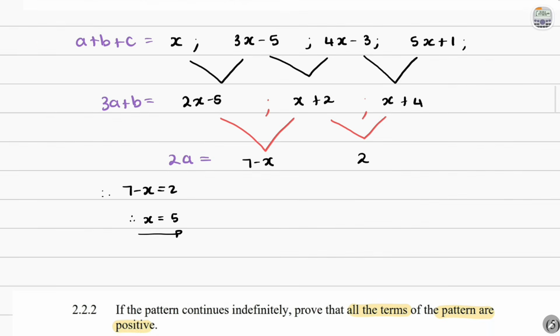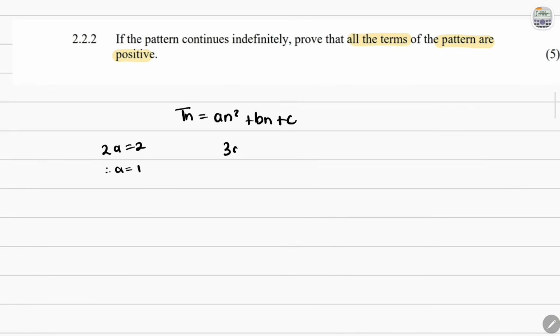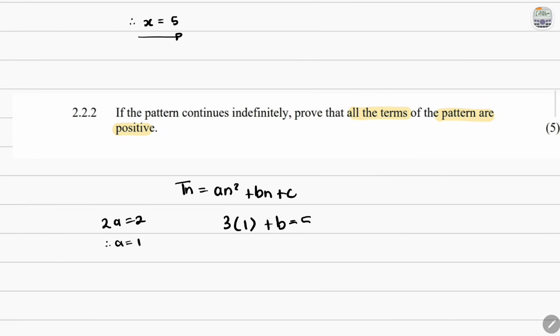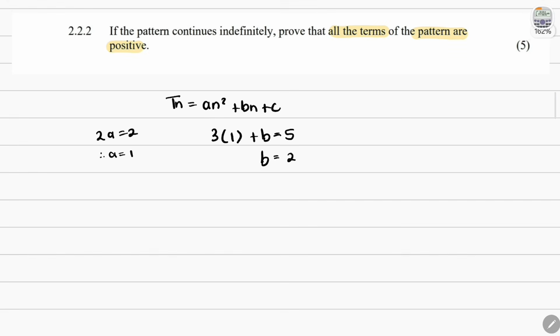And 3a plus b equals 2x minus 5. So this is 3a plus b, but we already know what a is, it's 1. So 3 plus b equals 2x minus 5. Well, x is equal to 5, so that's 2 times 5, which is 10, minus 5, which is equal to 5. So b is simply equal to 5 minus 3, because when we transpose the 3 it becomes negative. So b is 2.